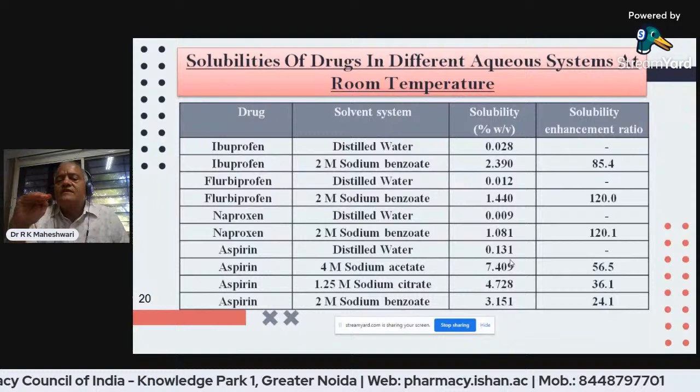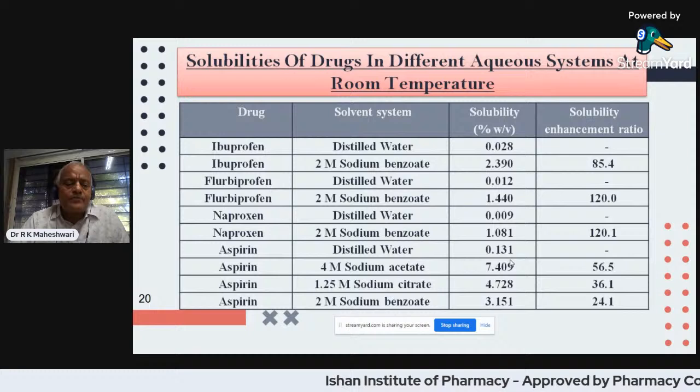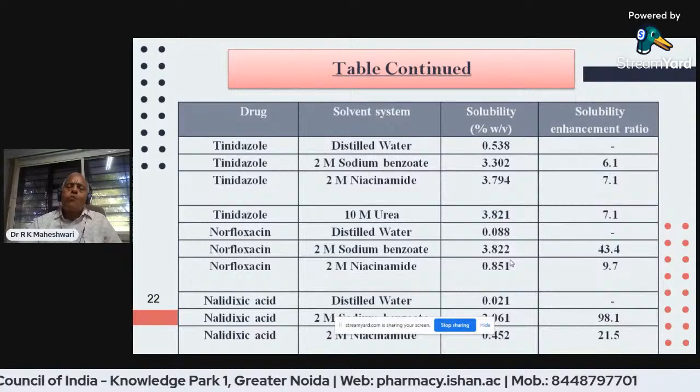So this is the solubility enhancement ratio. Now, in the last example, aspirin solubility in water is 0.131%. Aspirin solubility in 4 molar sodium acetate solution is 7.409%, in 1.25 molar sodium citrate 4.728%, and in 2 molar sodium benzoate 3.151%, like this. So you will get a large number of examples here.